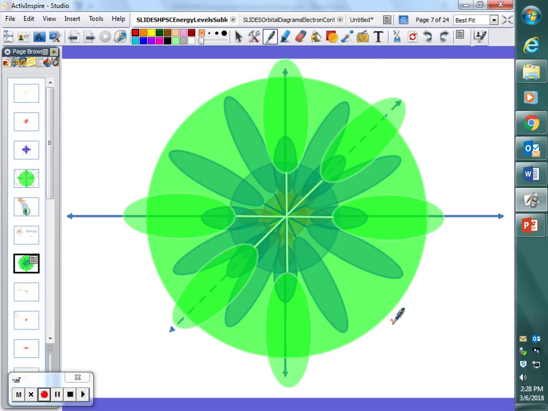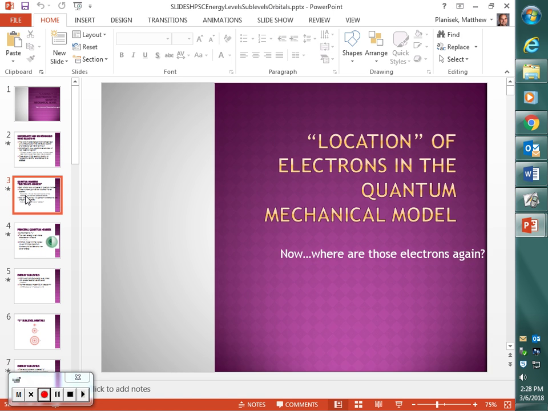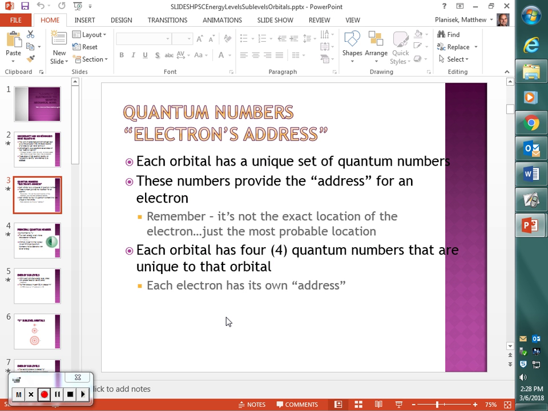But we need to distinguish them from each other somehow. We do that by what? Addresses. Quantum numbers, right? Quantum numbers are those quote-unquote addresses, how we distinguish all of those orbitals from each other. How many quantum numbers do we need to distinguish each of those? A set of 4. Each orbital has a unique set of 4 quantum numbers.